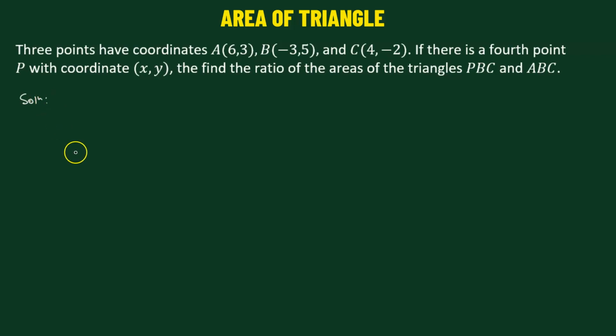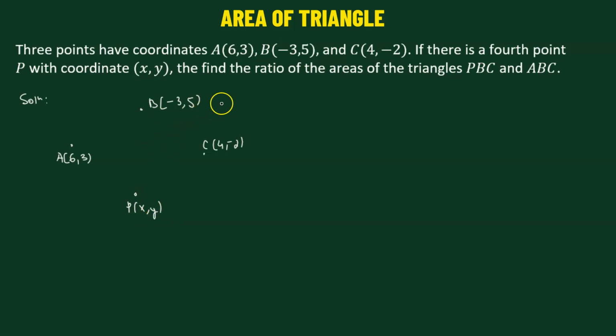So let's say we have 3 points, point A. So we are going to have the coordinate of point A that's given by 6, 3. We have another point B with coordinate -3, 5. And then we have the point C with coordinate 4, -2. We'll also assume the point P here, so let its coordinate be x, y. So that's already provided to us.